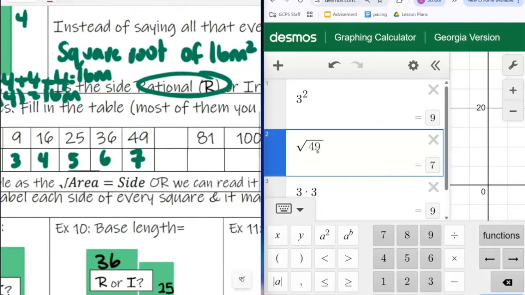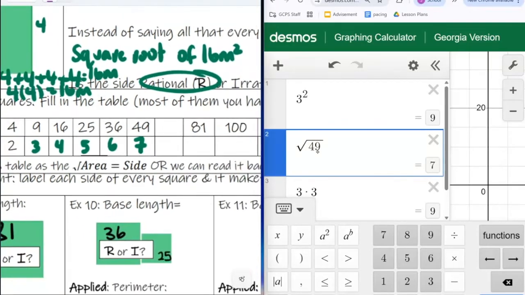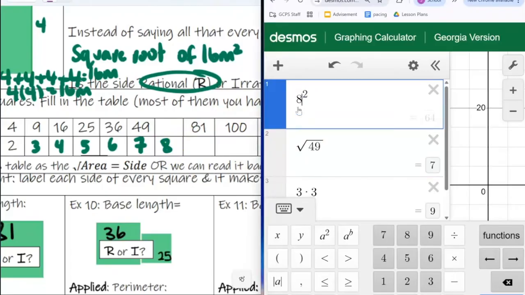This one is blank, so obviously there seems to be a pattern. It's going 2, 3, 4, 5, 6, so this is 8. So if I have the side length and want to get the area, I go 8 times 8, or 8 squared, which is 64.